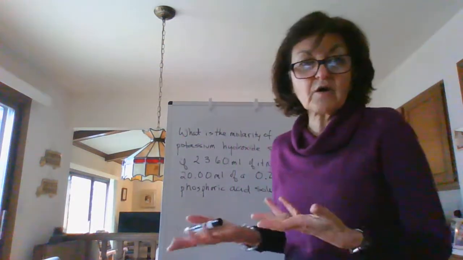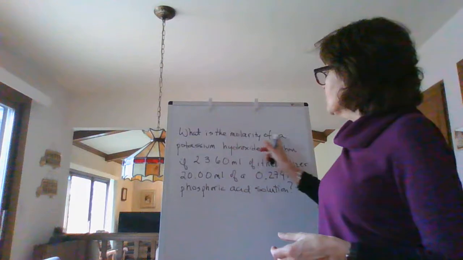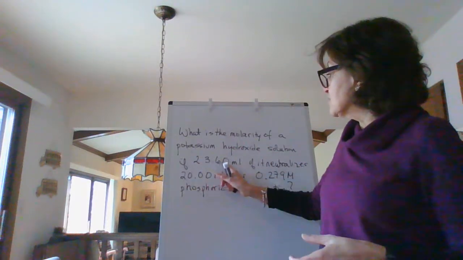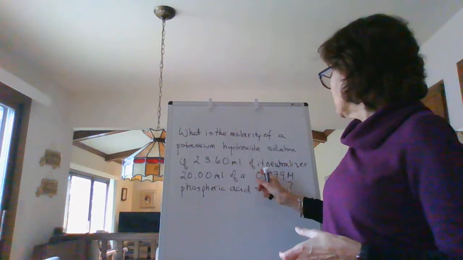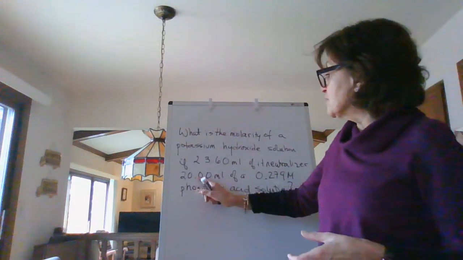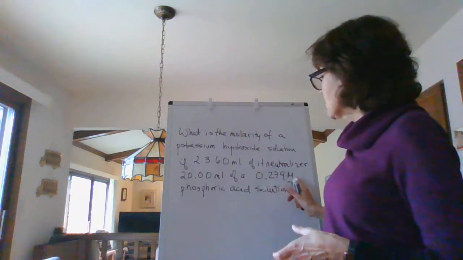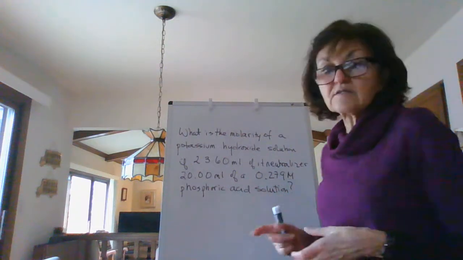So what does this problem say? It's like, what is the molarity of a potassium hydroxide solution if 23.60 milliliters of it neutralizes 20.00 mL of a 0.279 molar phosphoric acid solution?